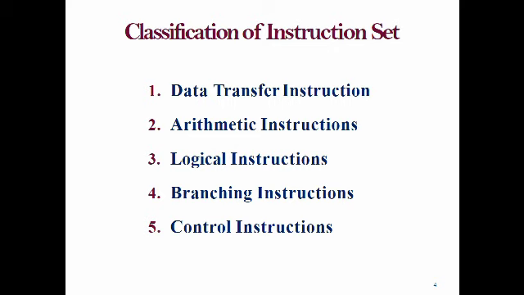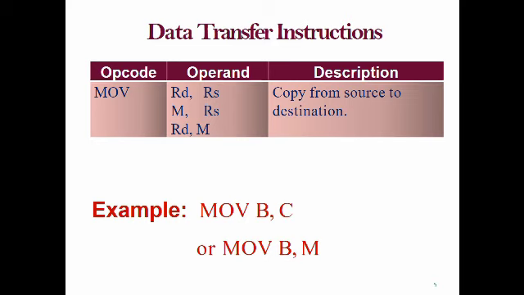Let us see each one of these and start understanding the syntax and description of each instruction. The first group is the data transfer instructions, which are nothing but copy and paste instructions. The instruction format is opcode and operands. Basically, first we specify the destination, thereafter we specify the source, so the data moves from source to destination.